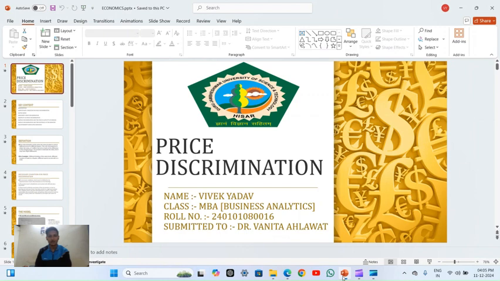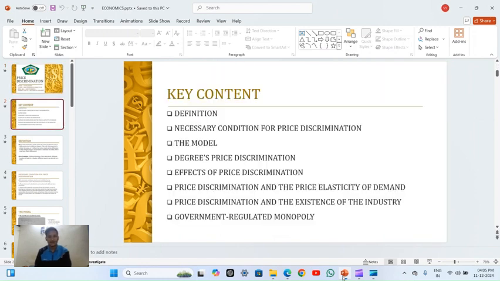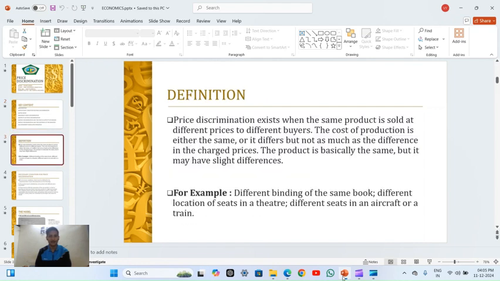I am here to present our presentation on the topic price discrimination. So, let's start. Here is the key content. First one is definition, necessary conditions for price discrimination, the model, degrees of price discrimination, effects of price discrimination, and the price elasticity of demand, price discrimination, and the existence of the industry, government regulated monopoly.